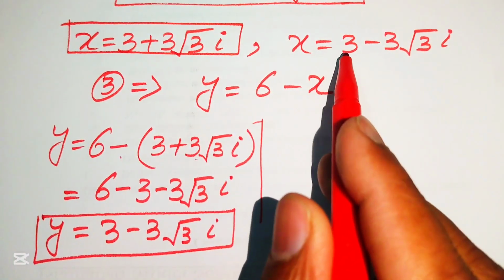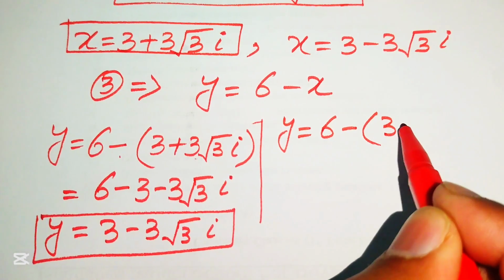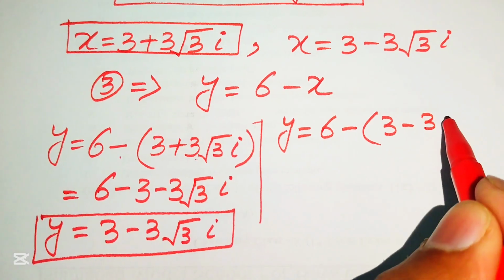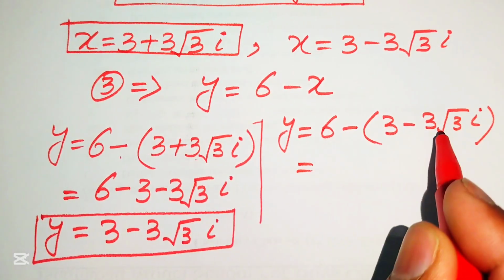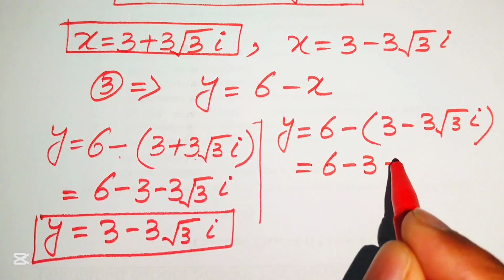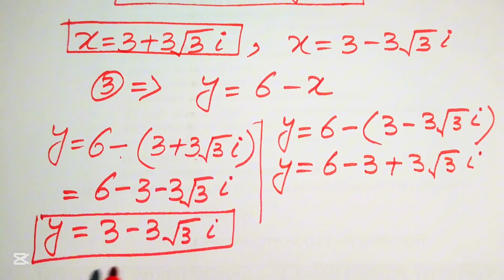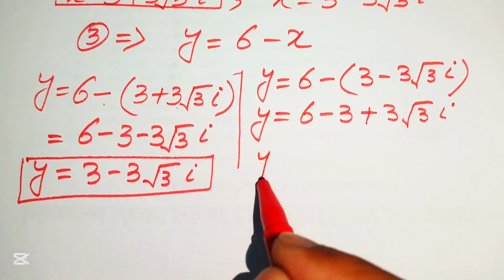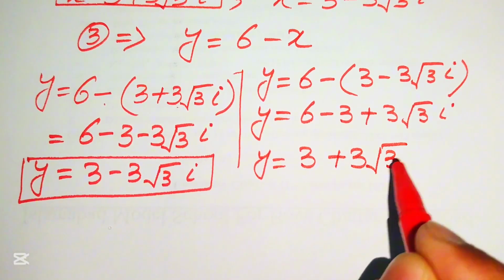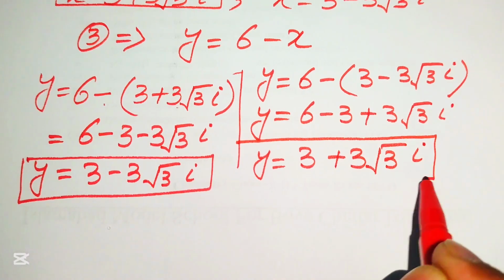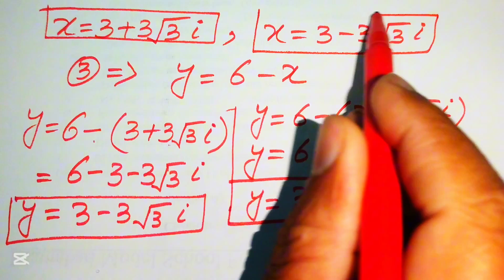Similarly, we put this value of x here, and it will be written as y equals 6 minus x, and in this case x is 3 minus 3 times the square root of 3 iota. We multiply this negative sign on each of these terms, and it will be written as 6 minus 3 plus 3 times the square root of 3 iota. This is the value of y. So we get y equals 6 minus 3 becomes 3 plus 3 times the square root of 3 iota. This is the value of y corresponding to this value of x.